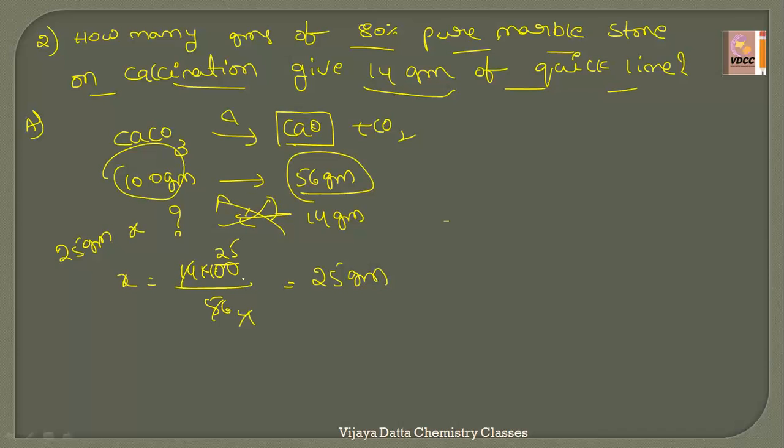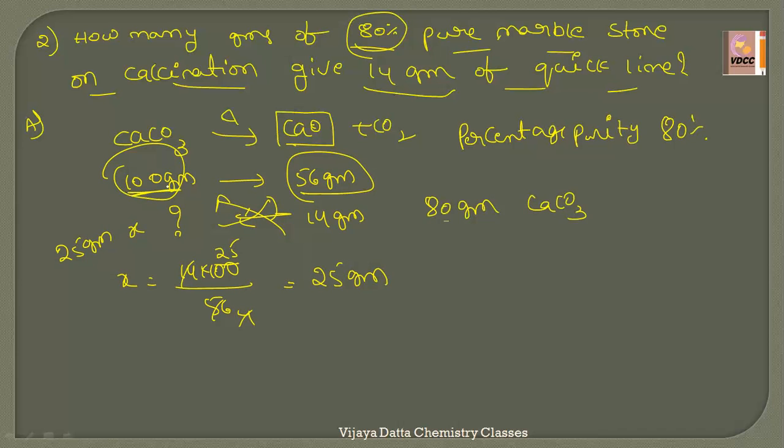But here the question is not completed because he said 80% pure marble stone. So here it is a percentage purity. The percentage is not 100%, he said. If he said 100%, then we can close this problem with 25 grams. But he has given the percentage purity as 80%. So 80% is nothing but 80 grams of CaCO3 present in 100 grams. We have calculated for 100 grams, but we have to calculate for 80 grams now. So 80 grams of CaCO3 is present in 100 grams of marble stone.